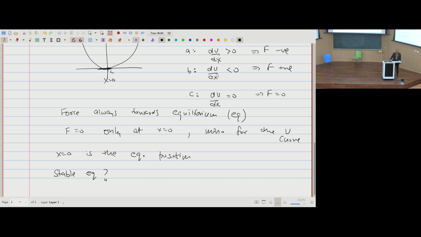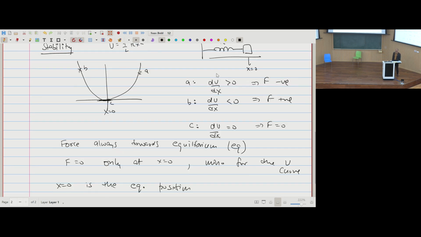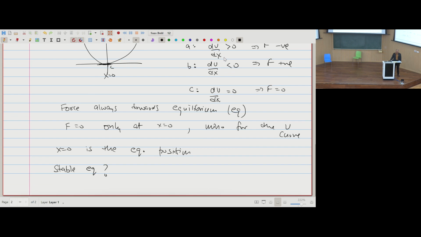Now look at this curve. Take an analogy with a bowl. There's a ball sitting at the bottom. You take it, leave it, it will come back. Just an analogy, nothing else. So this is a stable equilibrium because any displacement, in any direction, brings it back to the equilibrium point.